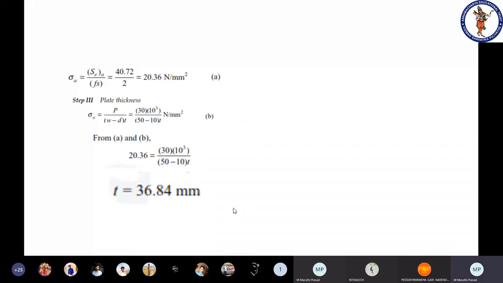This is the problem with respect to infinite life. Remember, whenever we are solving problems with respect to infinite life, there is no need to consider the SN diagram. We only consider the stress amplitude.